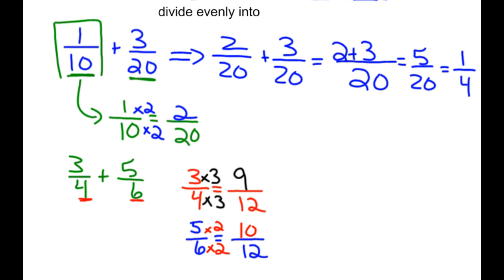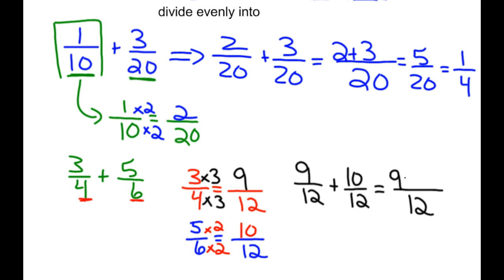That gives me a 10 over 12, which means I'm going to be taking the 9 over 12 and adding it to the 10 over 12. The denominators are now the same, so bring the denominator along, do the operation in the numerator, and I get as a solution 19 over 12.